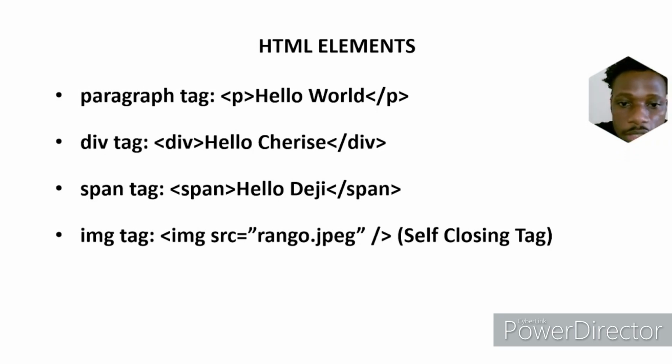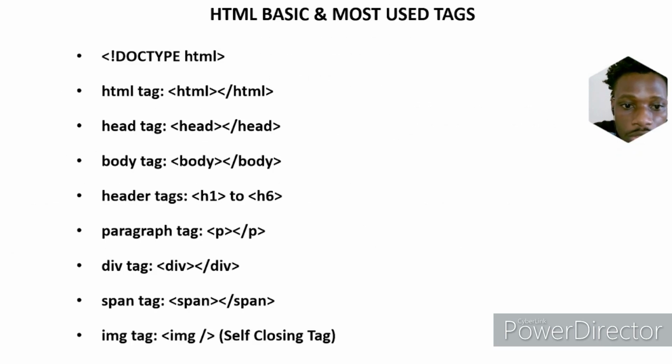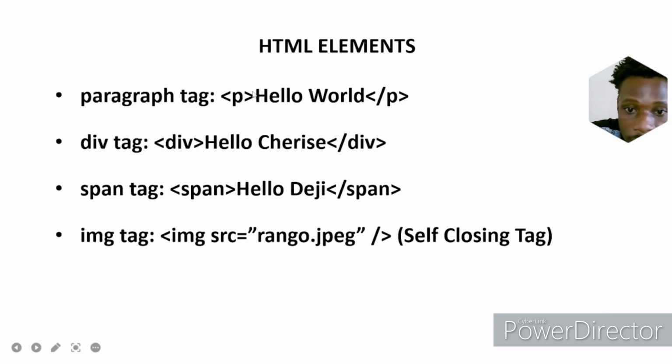So the next part is the attributes. Now I need you to take note. The attribute is always located in the first opening tag of an element. As you can see here, this is the opening tag. The opening tag doesn't have a forward slash. Let's go to the element so I can explain better. So this is the opening tag, this is the content, and this is the closing tag.